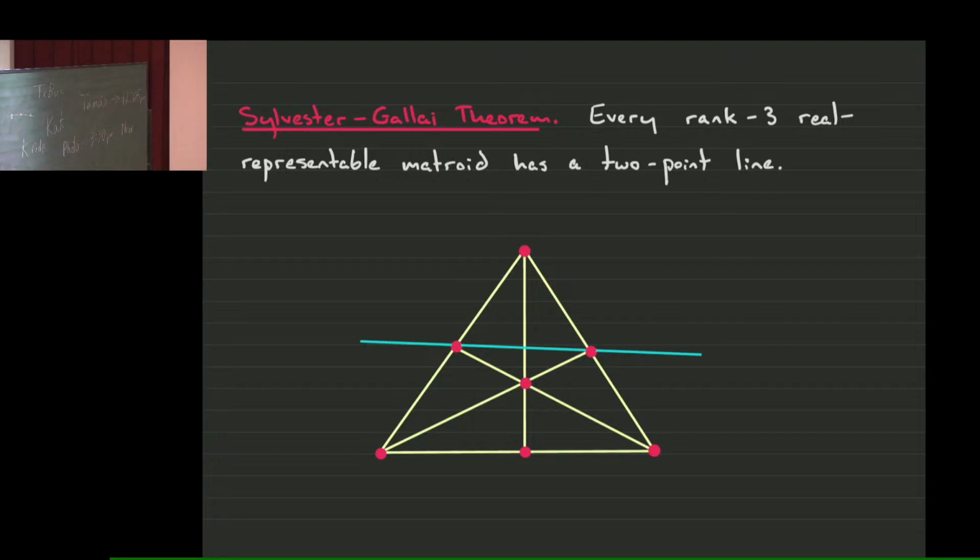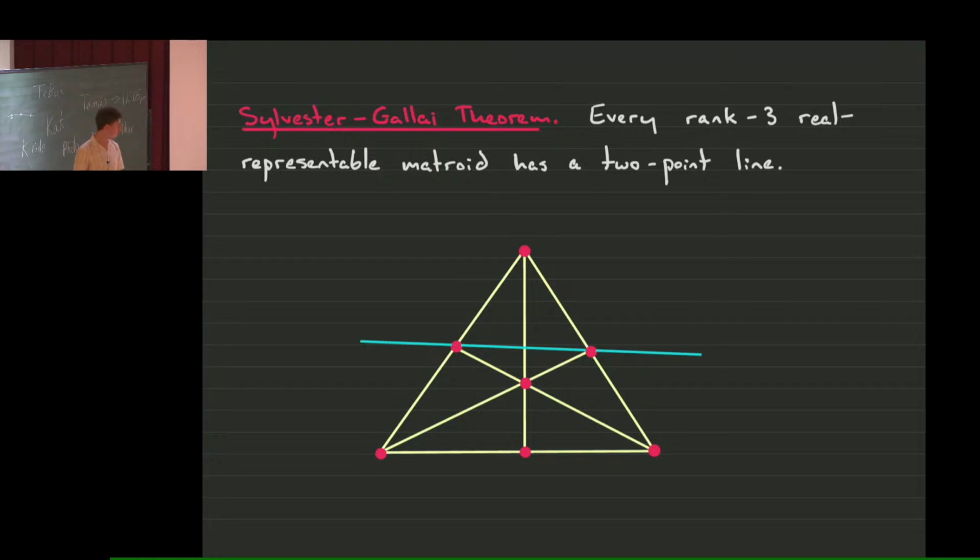The theme of the research for my thesis had been to try and prove higher rank analogs of this result, higher rank Sylvester-Gallai type theorems. So for instance, if we bump the rank up to 4, when can I guarantee the existence of a plane that has exactly 3 points? That's an example of the type of problem we were interested in, and so on to higher dimensions too.